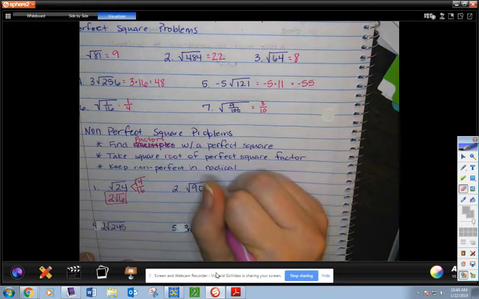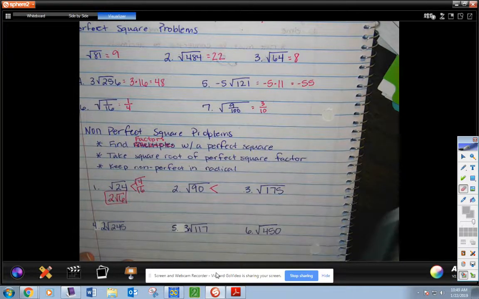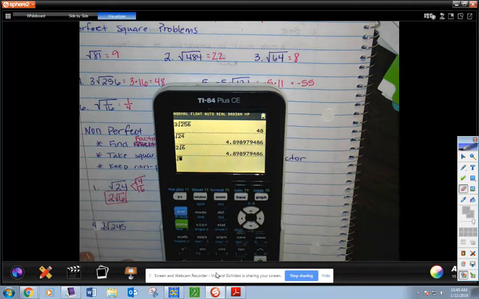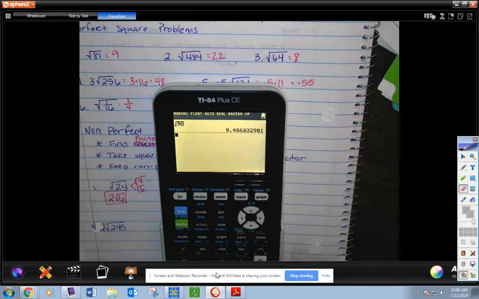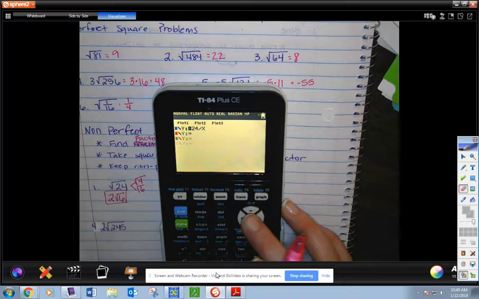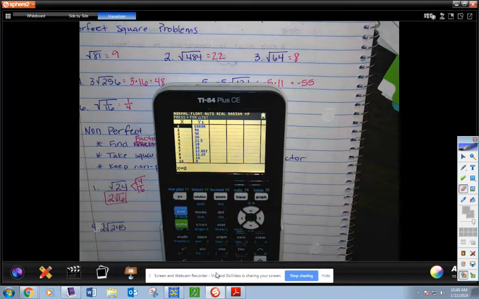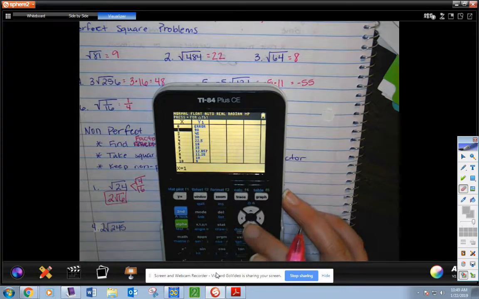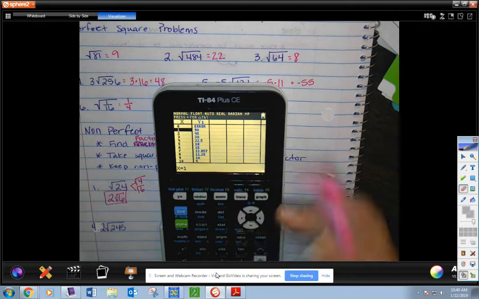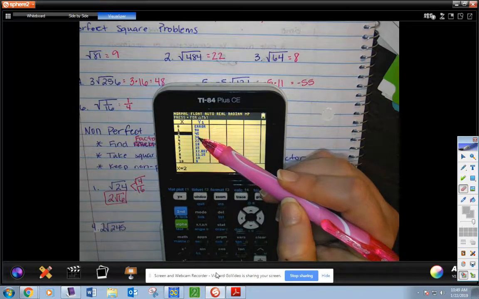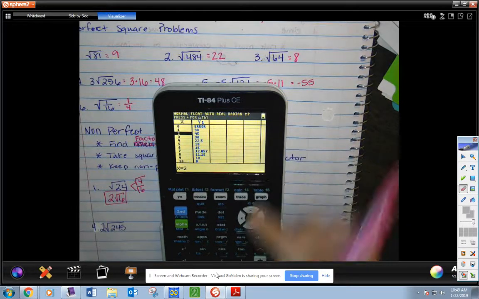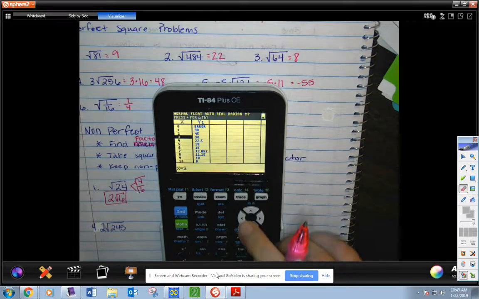Okay, so for this one, square root of 90, it's not a perfect square. So if you want to type, let me clear it out first. If you want to type in the square root of 90 to figure out your decimal, then you're going to go to y equals, and instead of 24, we're going to do 90 divided by x. I'm going to look through here. Now, I don't ever want to use the 1. So 2 and 45, neither one of those are perfect squares. 3 and 30, not perfect squares.